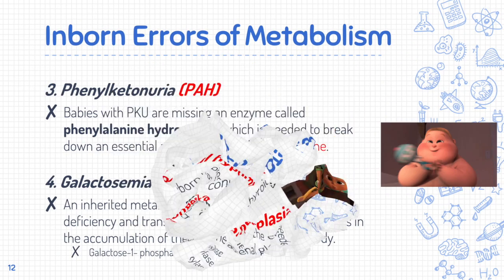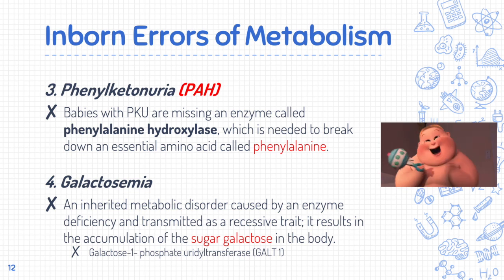Aside from that, we also have phenylketonuria. These are babies with a missing enzyme called phenylalanine hydroxylase. This enzyme is very important for the breakdown of the essential amino acid phenylalanine, which is usually found in milk. In most cases of phenylketonuria, you can see babies having musty odor urine. So you can observe that in our babies and patients with PKU. Okay, phenylketonuria.